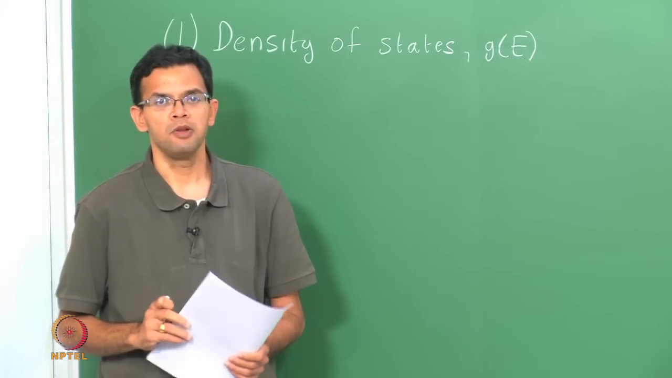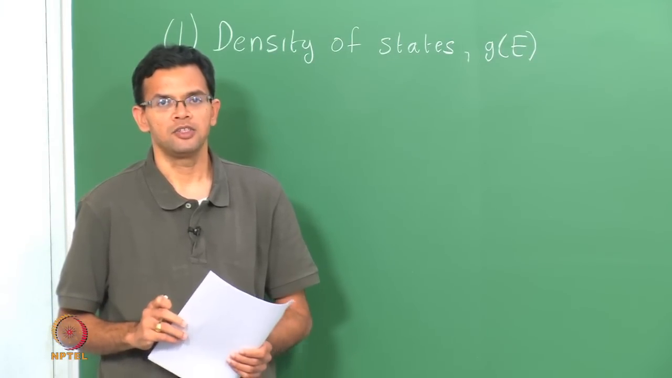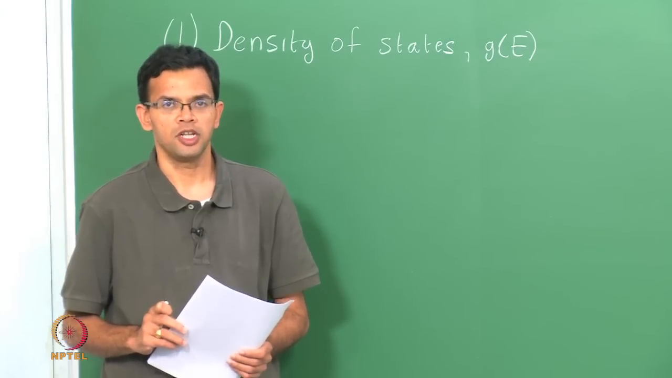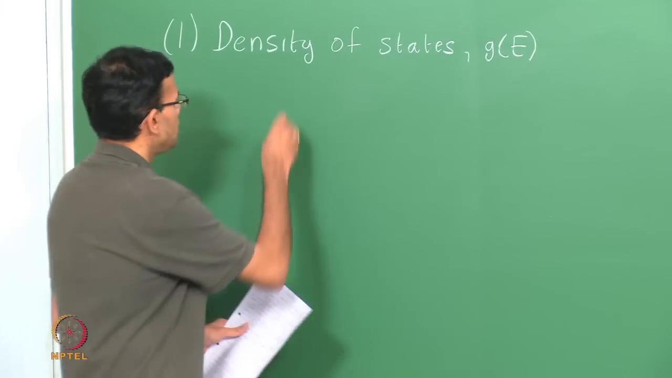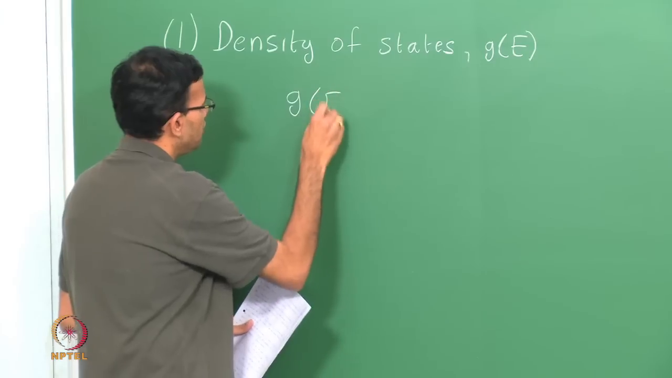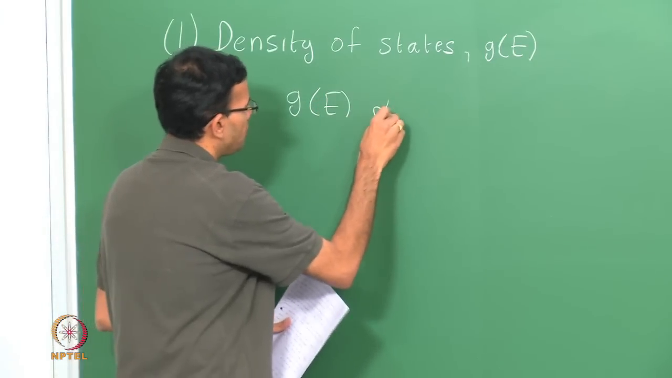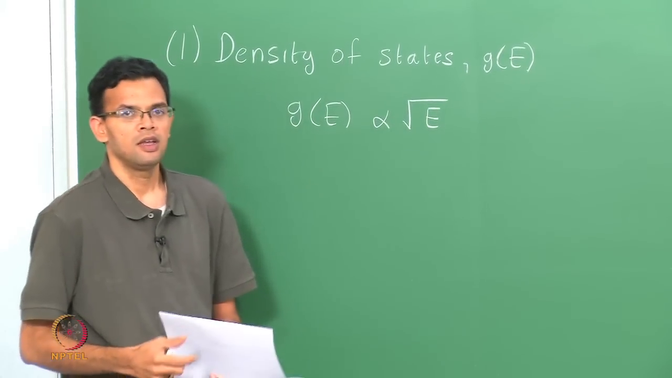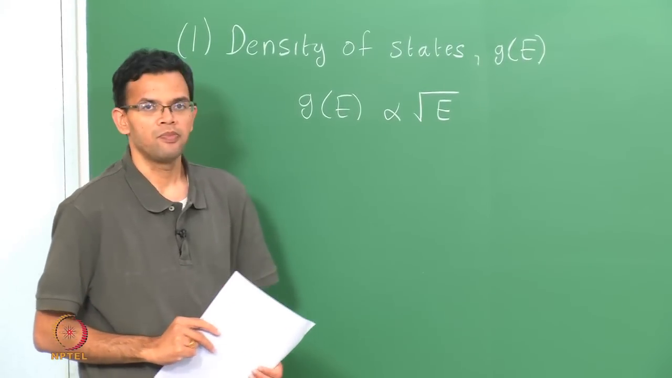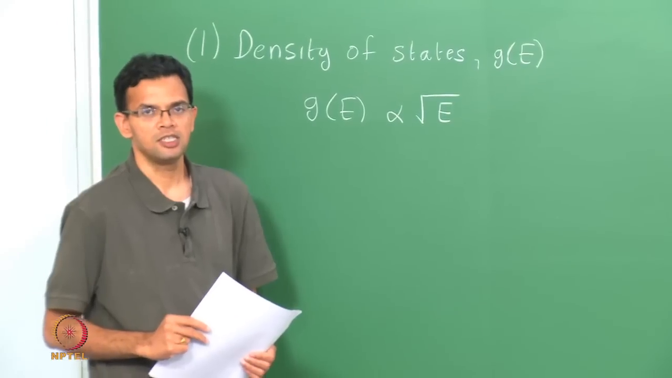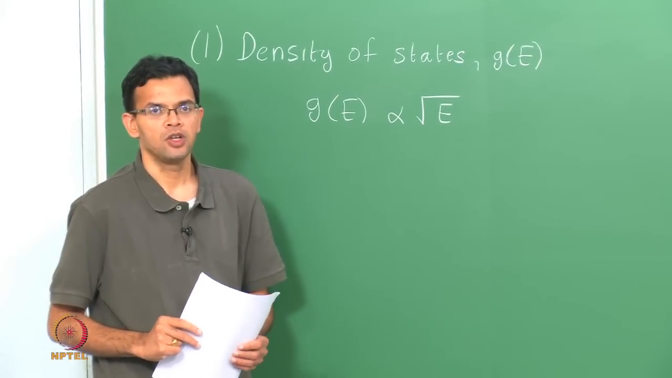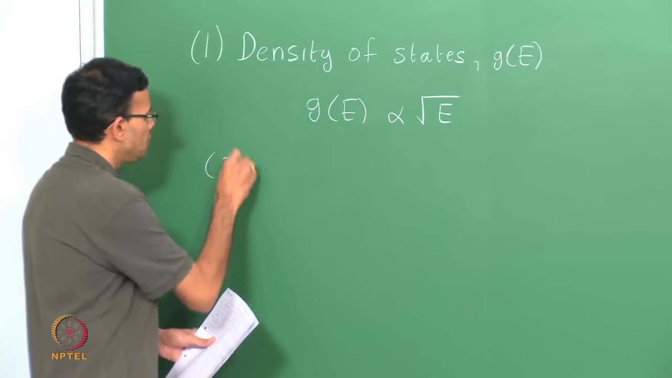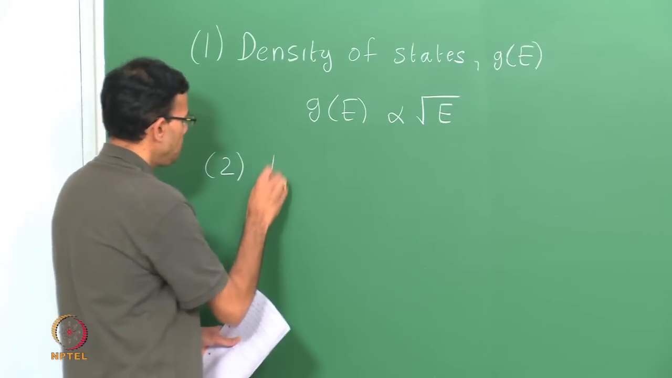We looked at a simple model where we had a solid as a uniform three-dimensional box with no potential. In such a case, we found that the density of states is directly proportional to the square root of the energy. So, thus as the energy goes up, the total number of available states for the electrons to occupy also go up. We also looked at another concept which we call the Fermi function.